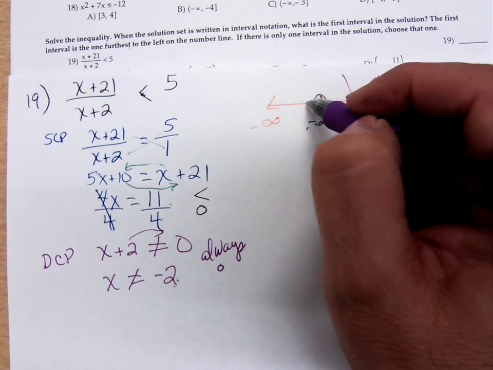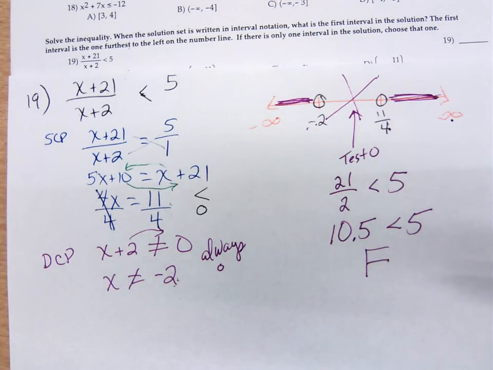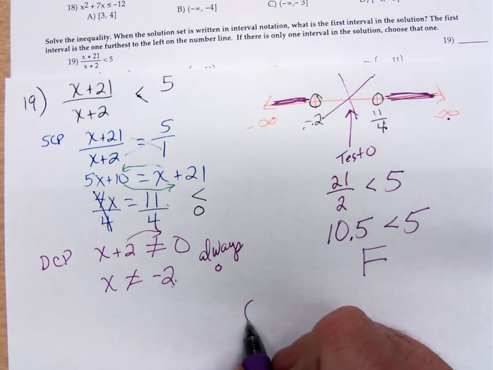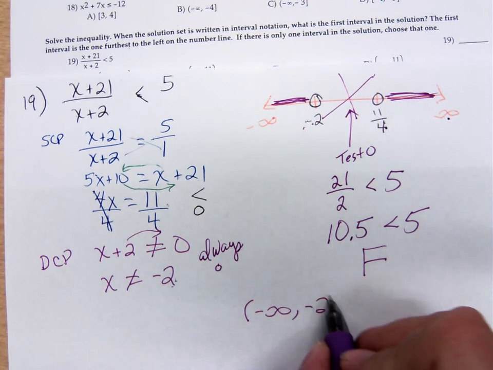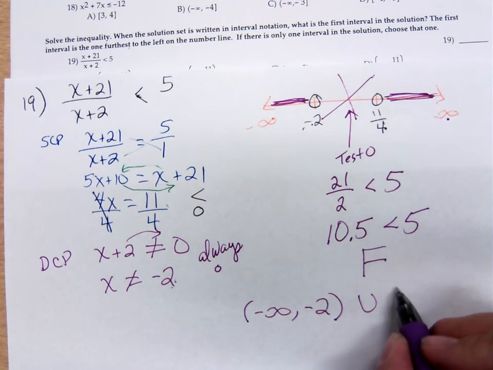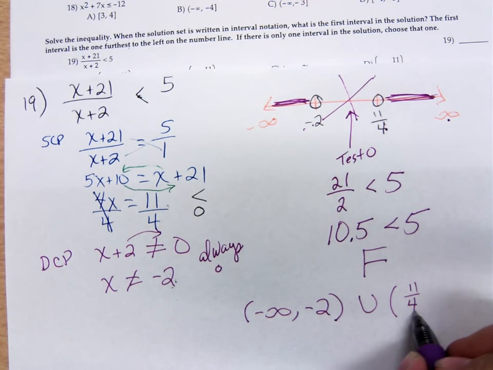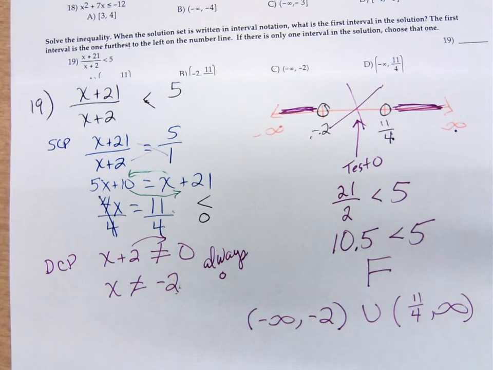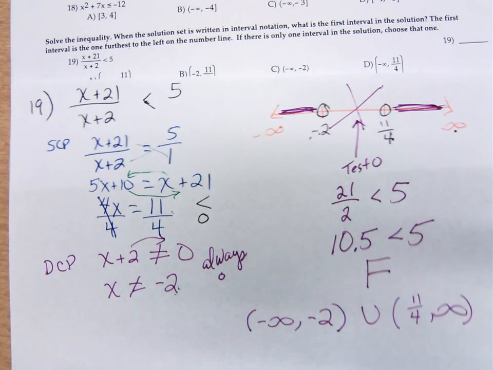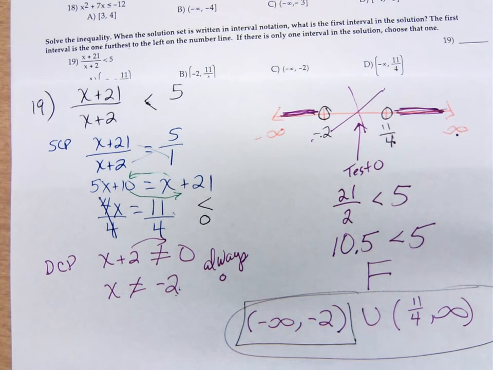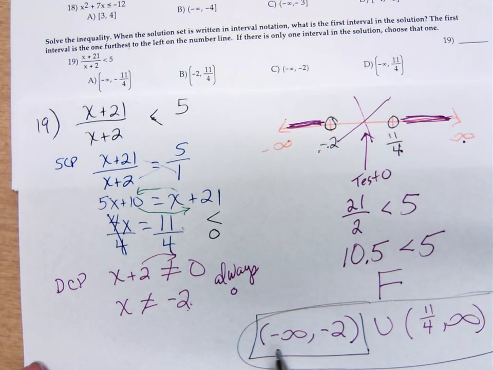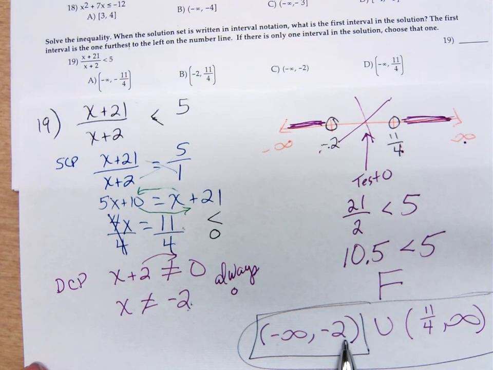So parentheses, negative infinity, comma, negative 2, parentheses, union, parentheses, 11 over 4 to infinity. But wait a minute, we're only wanting which one of them? The first one. Look and see, A, B, C, or D, which one is negative infinity to negative 2? I'm thinking it is answer choice C.